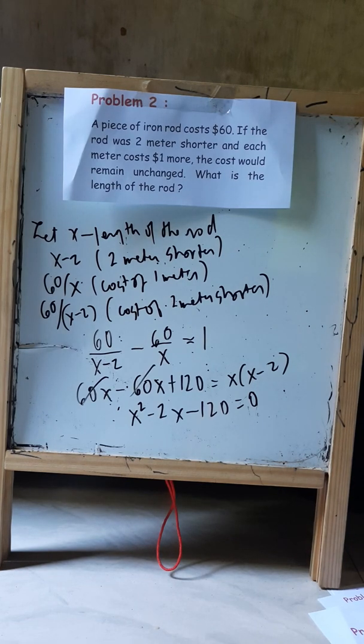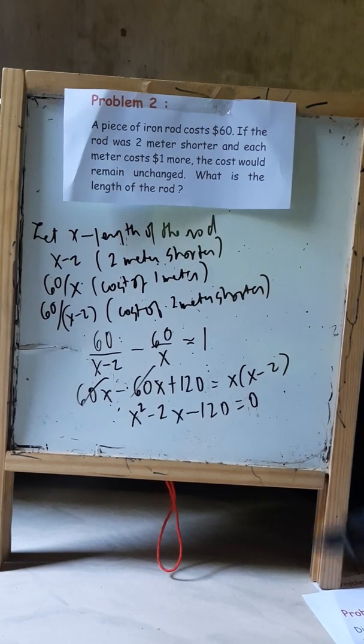x squared minus 2x minus 120 equals 0. So from here we can now solve for x. What is the value of x? So let us now factor.